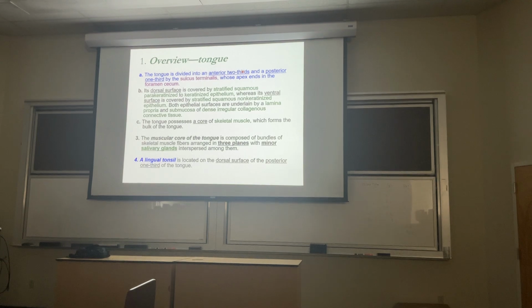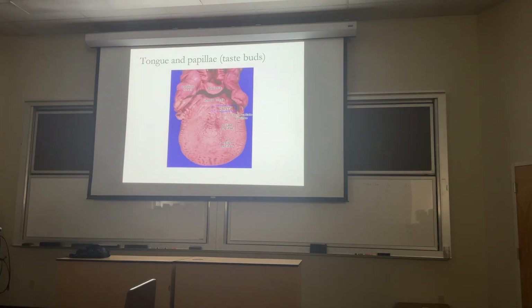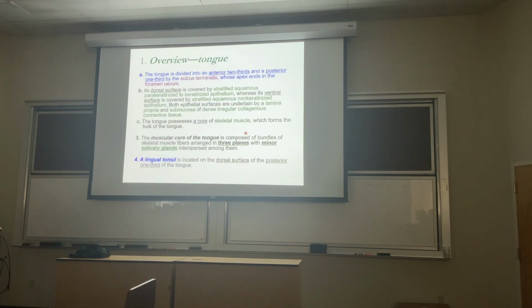The anterior 2/3 is sort of lined by the sulcus terminalis. So it just comes kind of like here on each side to the foramen cecum. So this is the anterior 2/3 and the posterior 1/3.